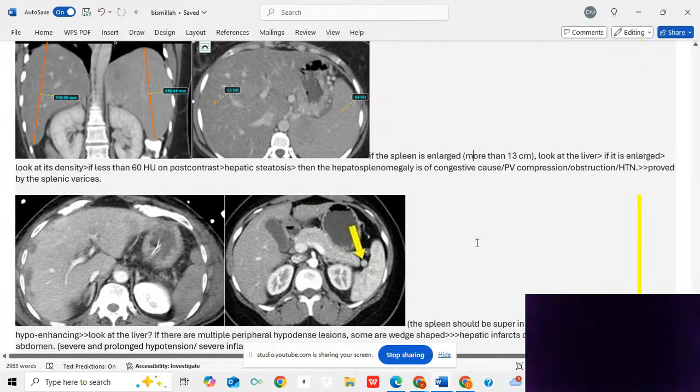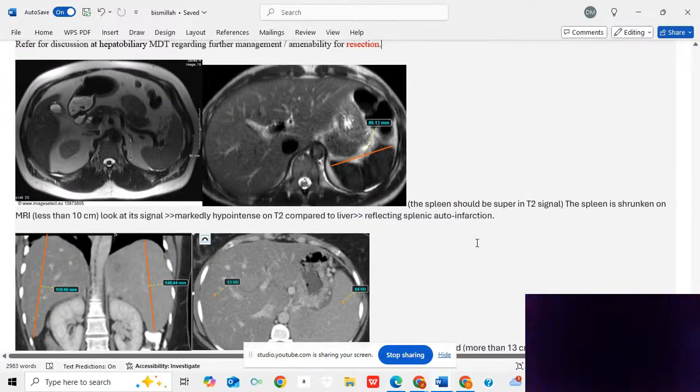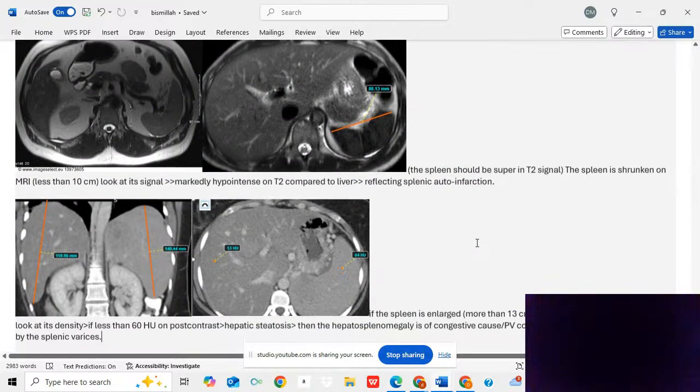So in this video, you will understand that checking the spleen is very important, as you can spot different body abnormalities only by a single look at the spleen. Okay, so you need to know the difference.